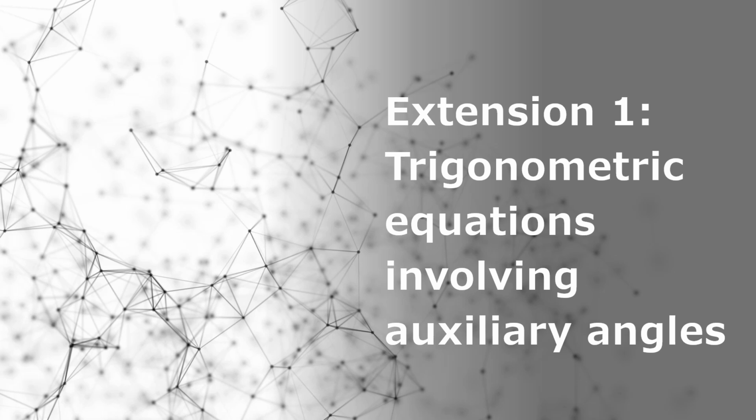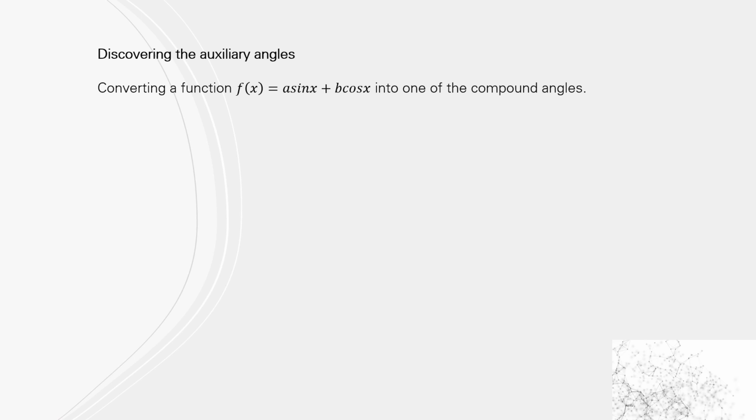Welcome to trigonometric equations involving auxiliary angles. So when we convert a function in the form of a sine x plus b cos x, we're going to convert it into one of the compound angles. So we're going to learn different ways to do this.